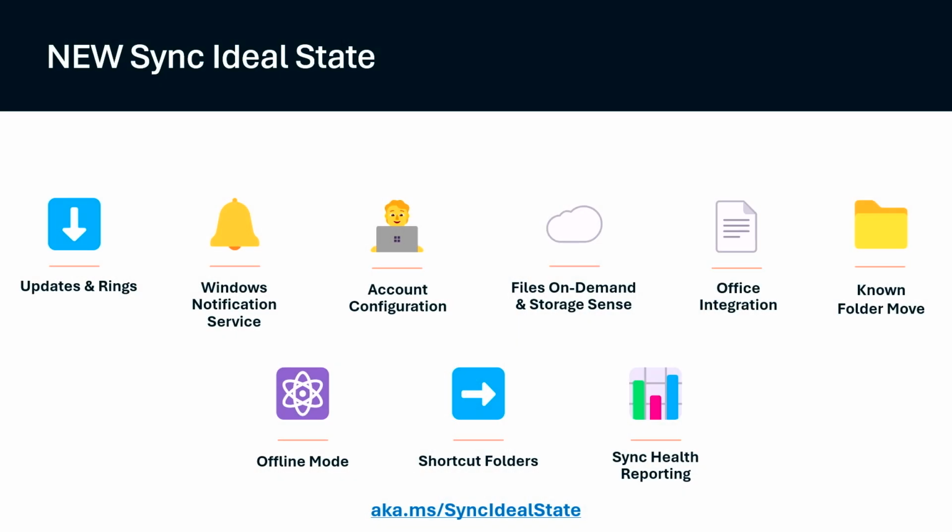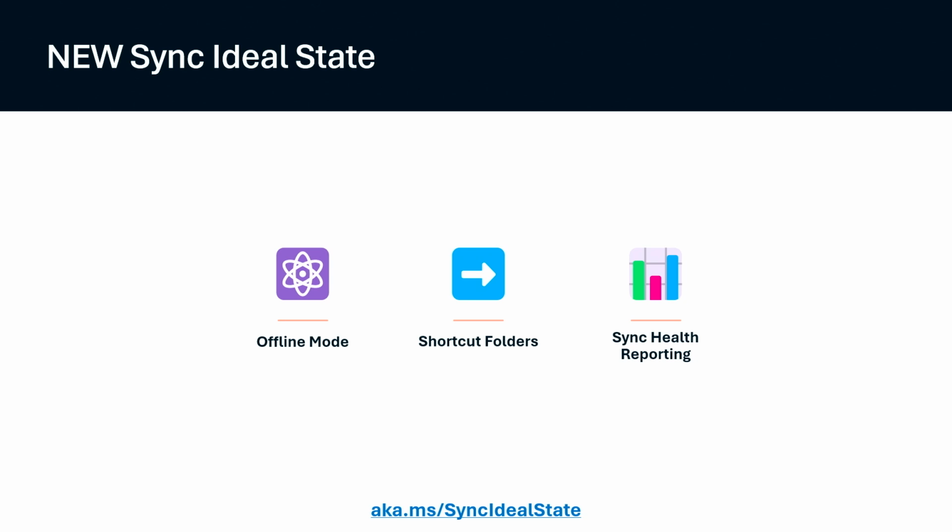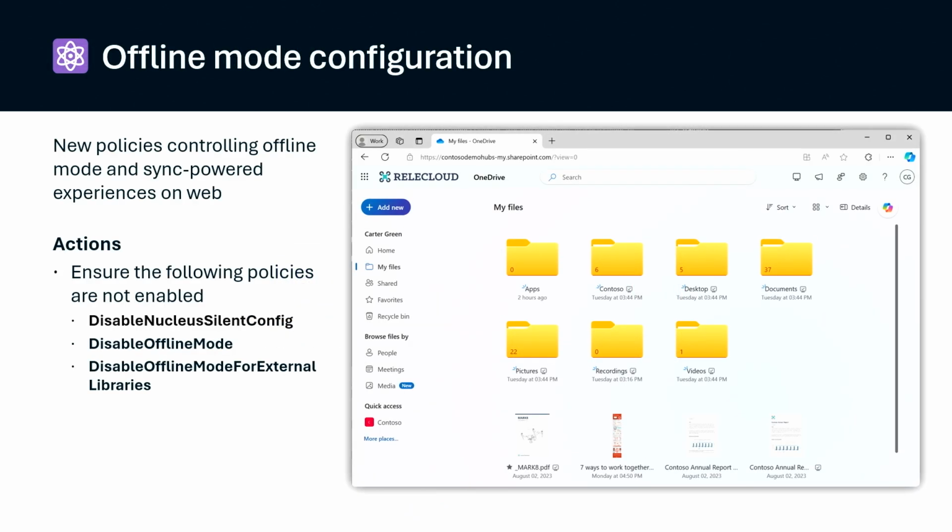All right, so three new best practices that I want to talk about: offline mode, shortcut folders, and sync health reporting. For offline mode, you may have heard in some of the talks earlier this week about what it is. Carter will be demoing it later, so you can see what it is for your end users. Offline mode is great because you can still work with your files and folders and still be productive, even in low network or no network situations. So you could be on the plane, you could be at the conference with maybe spotty Wi-Fi, and you can still get work done. By default, offline mode is enabled. So as long as you don't go in and disable things, you're good.